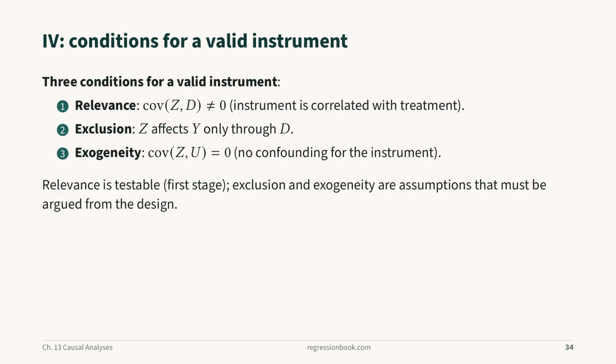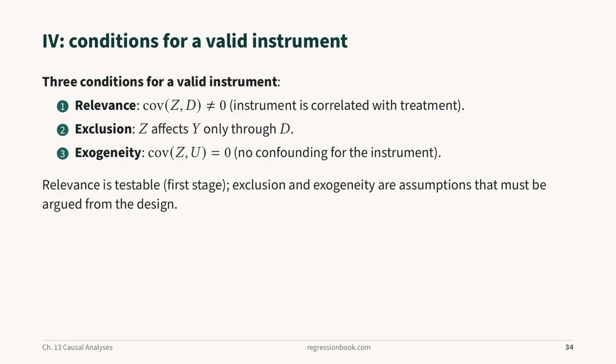A valid instrument must satisfy three conditions. Relevance means it predicts treatment. Exclusion means it affects the outcome only through treatment. Exogeneity means it is unrelated to the unobserved determinants of the outcome.